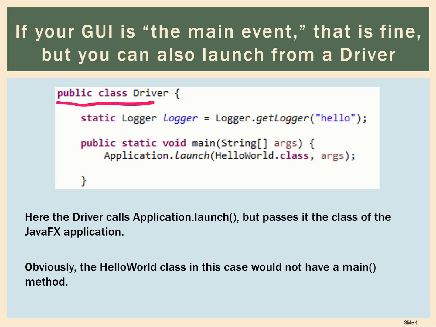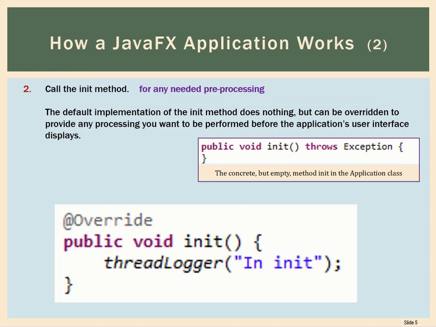Here's a different class. Here's a class called Driver, and Driver is going to, again, do the Application.launch. But this time, because the Driver class is not the GUI, the Application.launch method is using the version that takes in the class to launch along with the arguments from main. And the class to launch would be the name of the class that is an instance of a JavaFX application. On to step 2. Step 2, like all the other steps, is managed by the JavaFX runtime library.